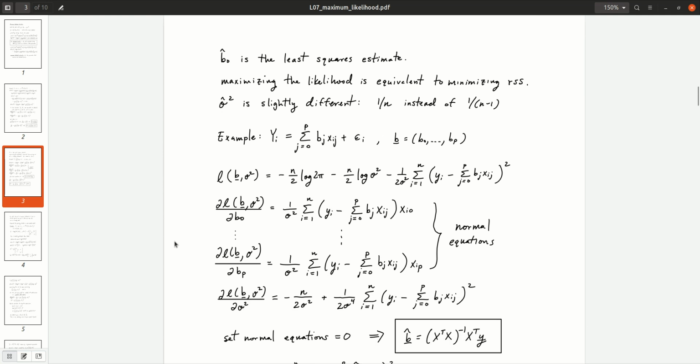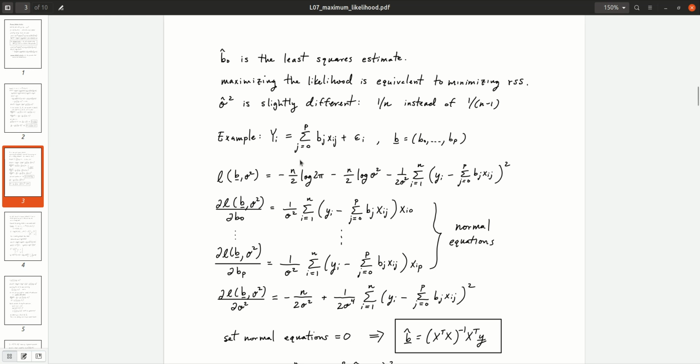All right, so just to summarize that, b0 hat is the same thing as the least squares estimate. So maximizing the likelihood is equivalent to minimizing the residual sum of squares. And sigma hat squared is close, but slightly different. Let's do another example, and this one has covariates.